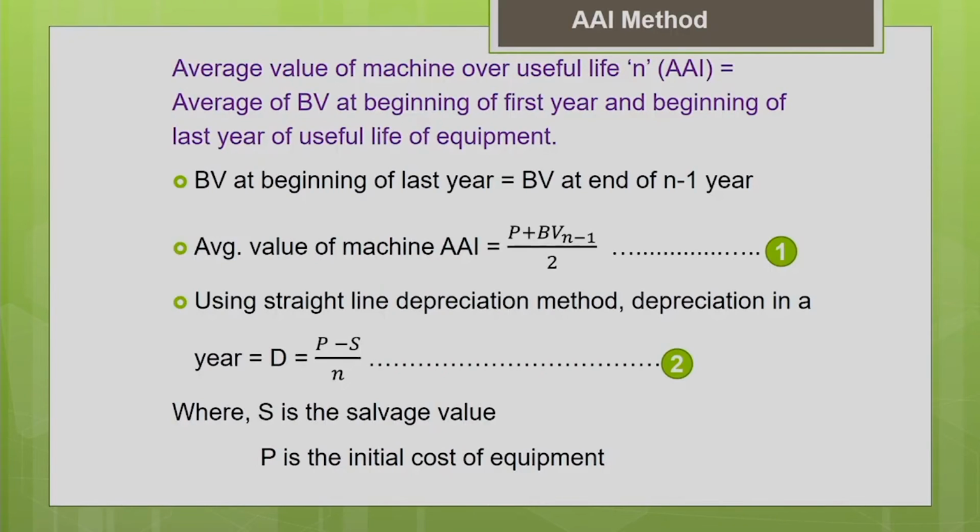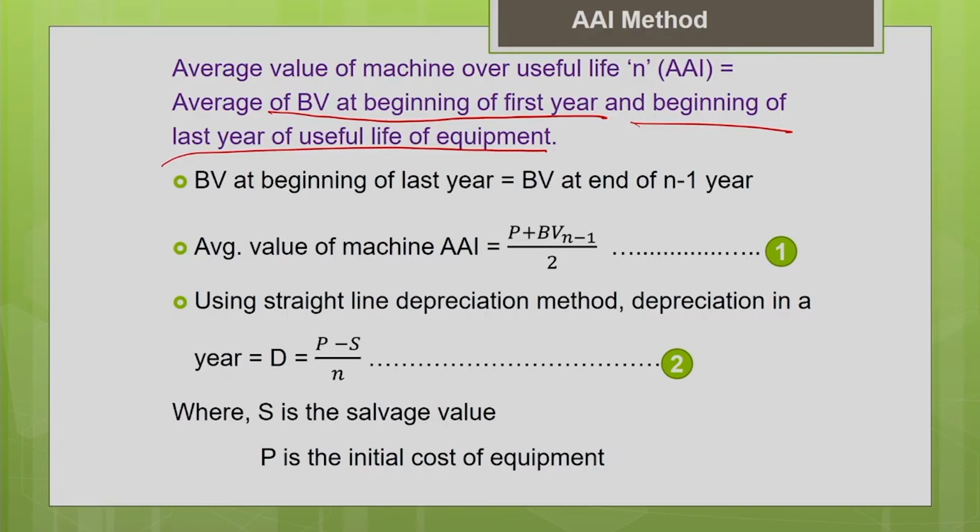Average value of the machine over the useful life is equal to the average of the book value at the beginning of the first year and the beginning of the last year of the useful life of the equipment. When you take the average of these two values, you will get the average value of the machine over its useful life. The first outflow is your purchase. So the book value at the beginning of the first year is nothing but your purchase price, purchase cost, and then the book value at the beginning of the last year of the useful life of the equipment. Both the book values, if you find the average, you will get the average value of the machine.